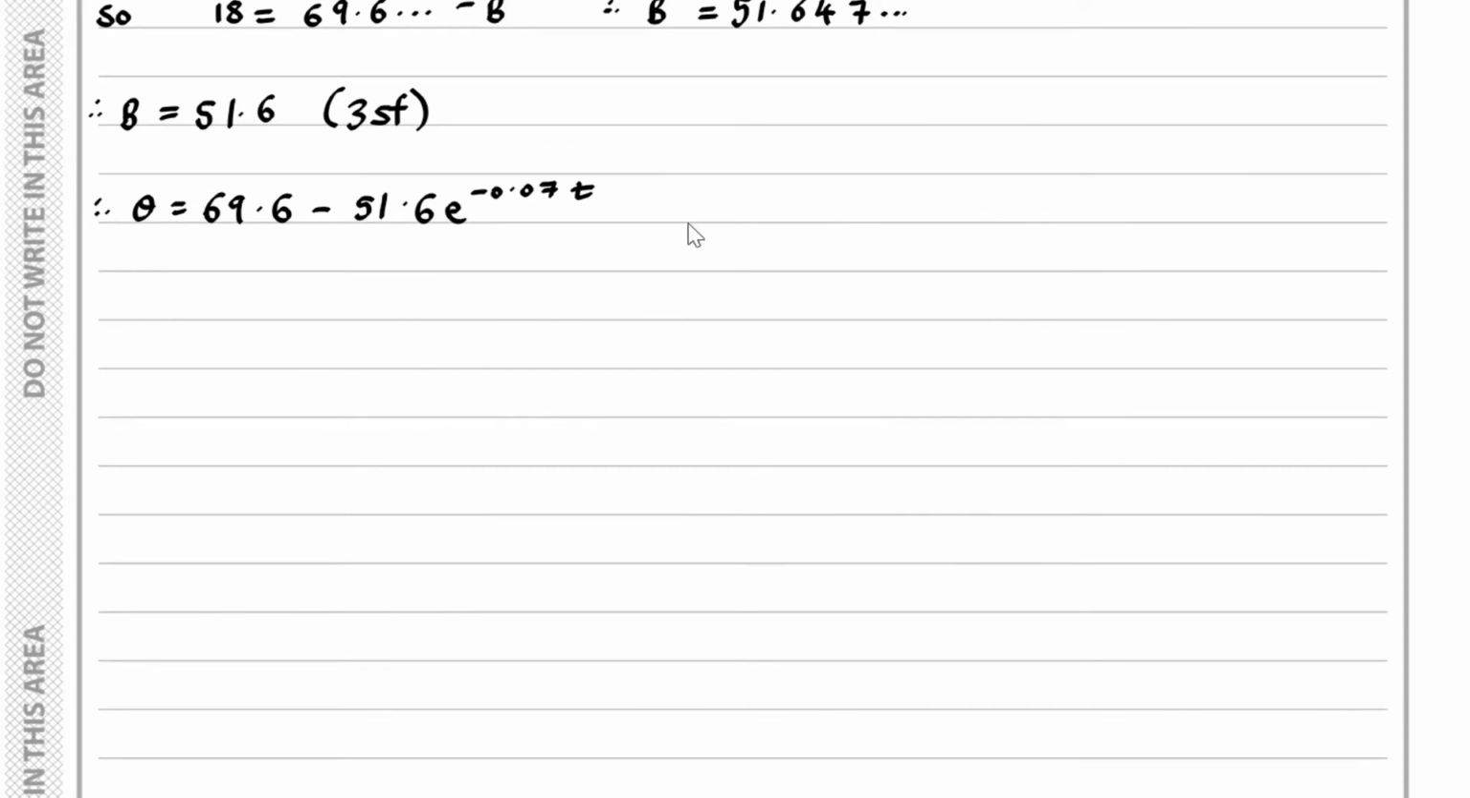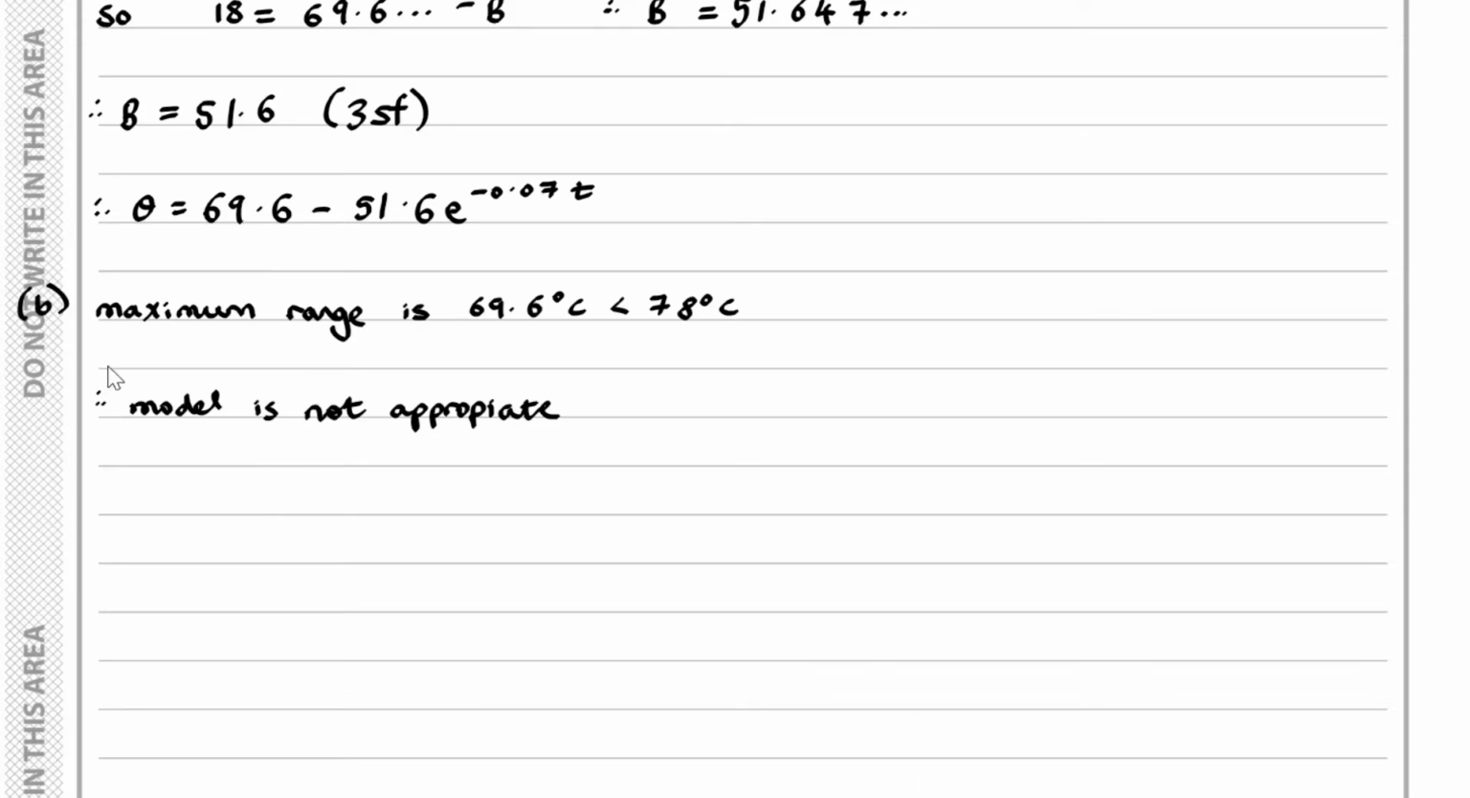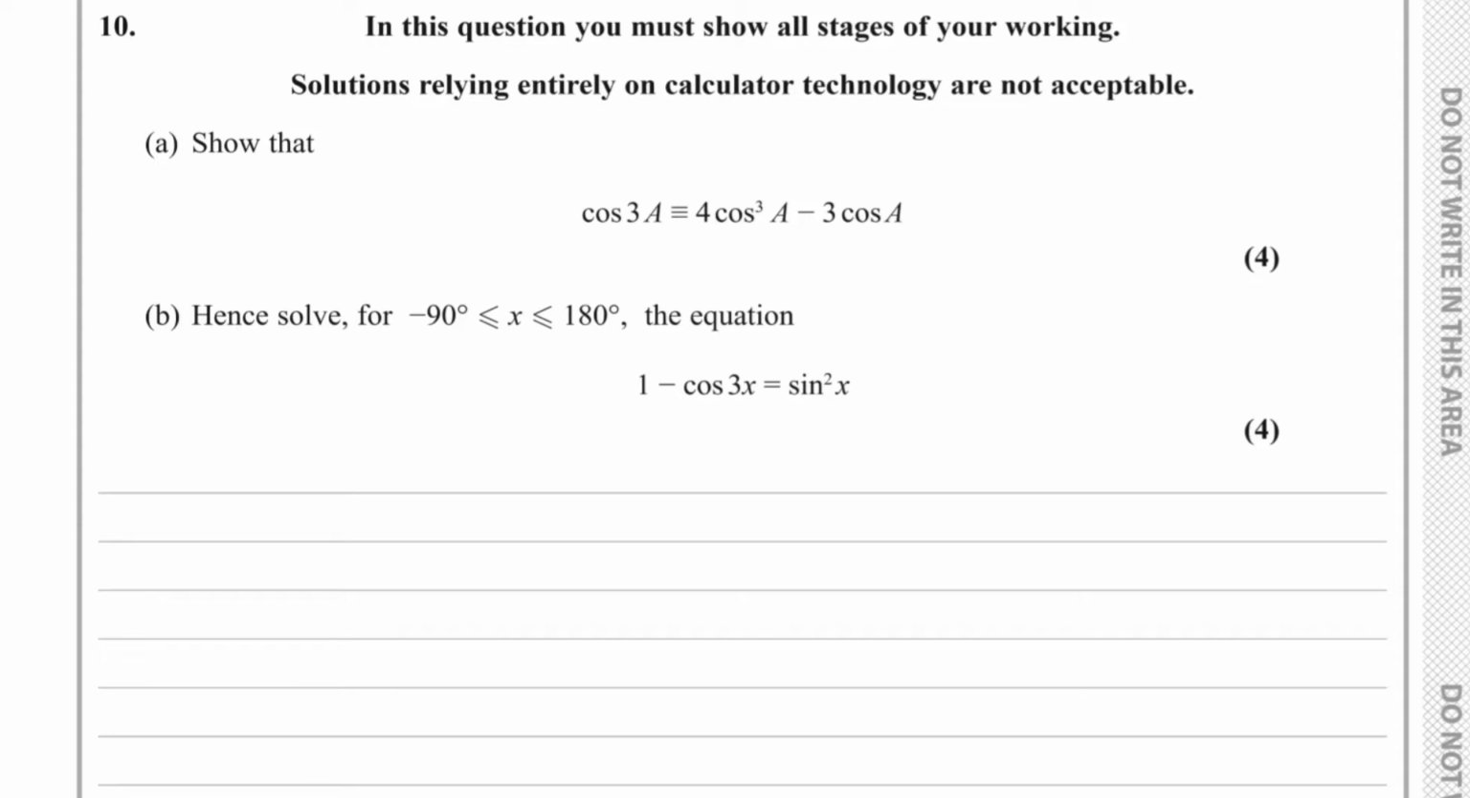Well, if we take a look at what we have over here, I'm hoping you can recognize that the maximum temperature, when t is equal to 0, the initial temperature, is the difference between 69.6 and 51.6, and the maximum range will be 69.6, and therefore the model is not appropriate. So we see here that the maximum range is 69.6, which is less than the 78, so the model is not appropriate.